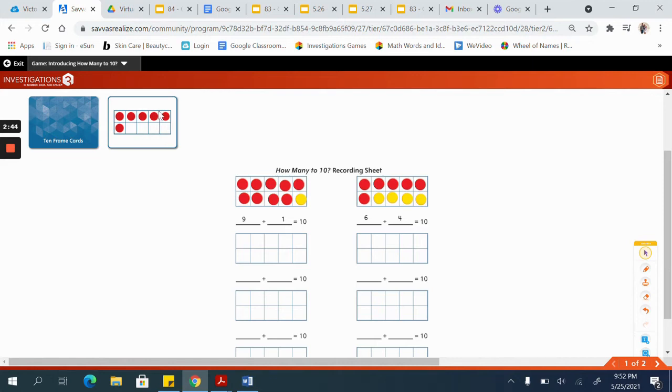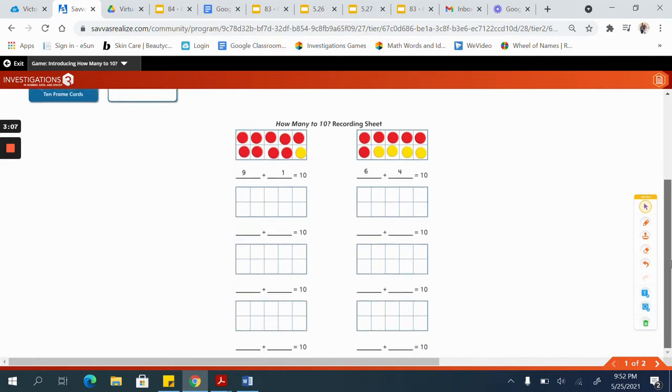You're going to figure out how many dots are on your card. You'll record that amount on your recording sheet, and then you'll ask yourself, how many more do we need to make 10? When you figure that out, you'll write an equation to match that round. Keep playing today until you've filled up your whole recording sheet.